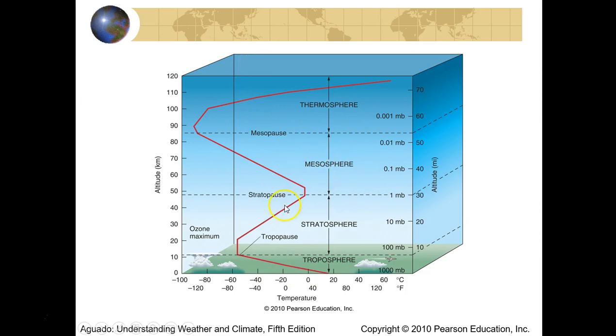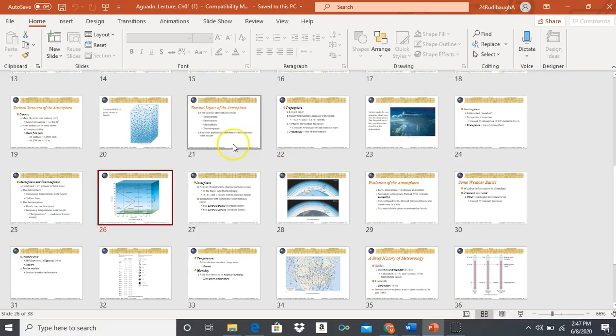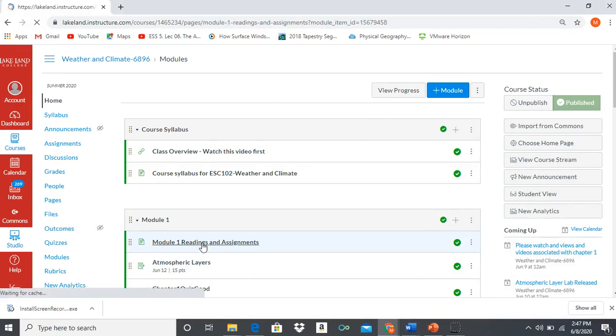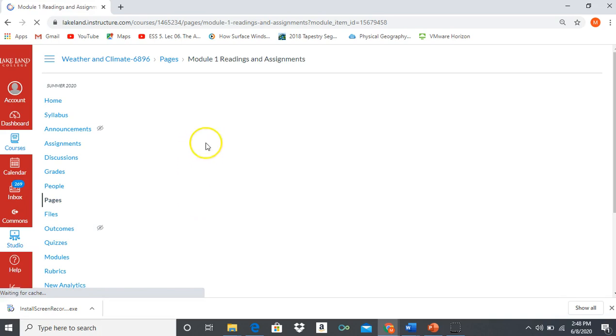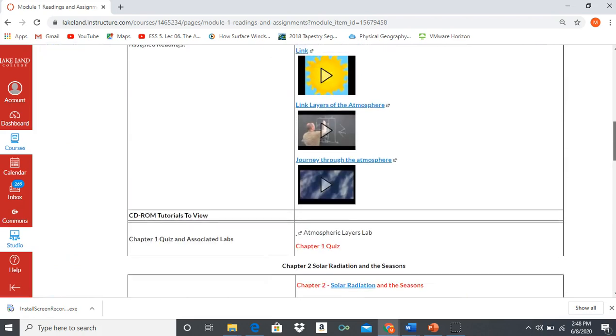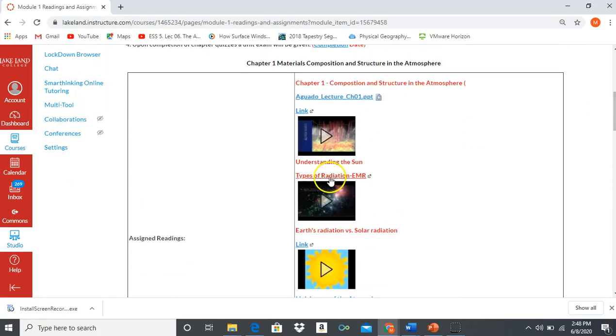To really understand the atmospheric layers lab that you'll be doing, which is one of the themes of chapter 1, you really need to understand some of the resources going back to your course under Module 1, under the readings and assignments. I would strongly recommend you go down through your Chapter 1 resources and watch the video on types of radiation and compare also Earth's radiation versus solar radiation. These 2 videos would be absolutely important for you to understand.